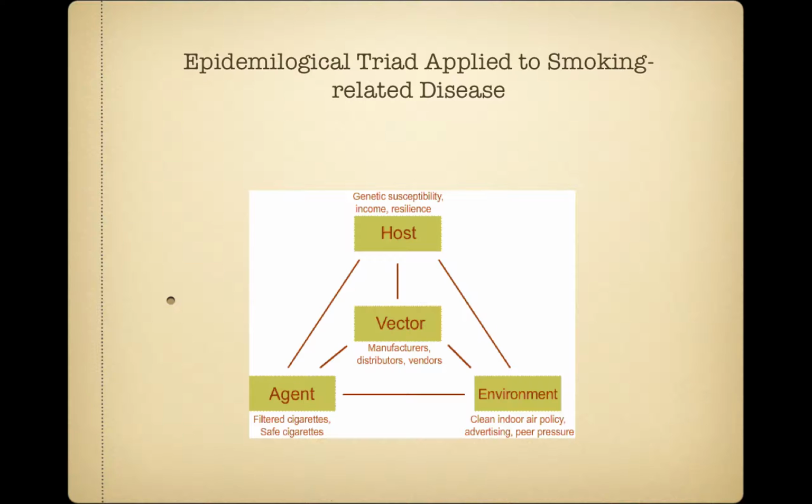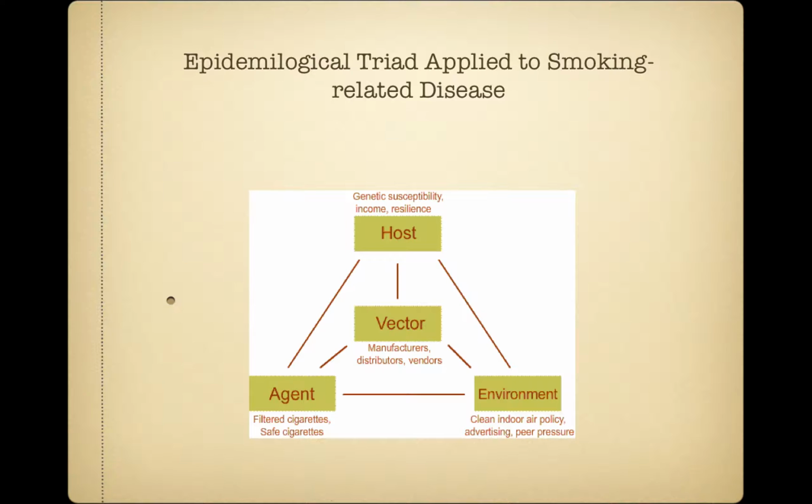So again, the host, if we're applying this triad to smoking-related diseases, there's probably some genetic susceptibility to lung disease. There's also susceptibility from an income level standpoint. The smoking rates are much higher in low income areas for a variety of reasons. The agent in this case would be the cigarettes themselves. The environment: in this country, in this culture, we don't really smoke very much. We're down to about 19%.